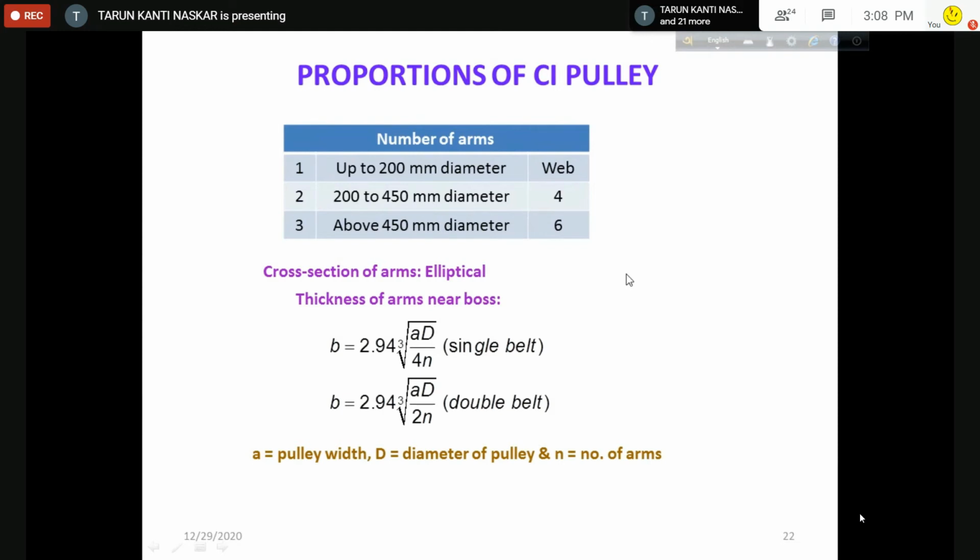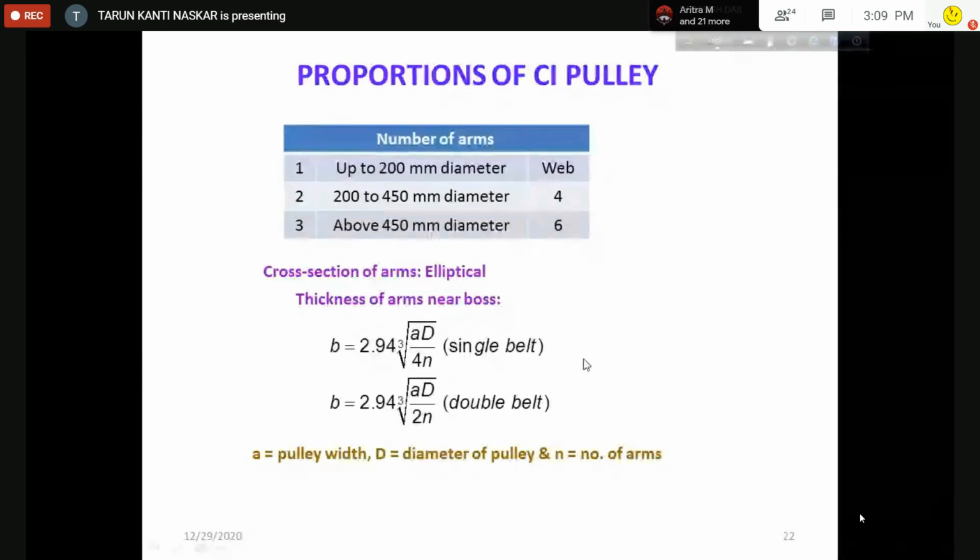Now the thickness of arm near boss, this is B, that is elliptical section. B is this for single belt, and for double belt, this is the B. Okay, A is pulley weight, D is diameter of pulley, and N is number of arm.